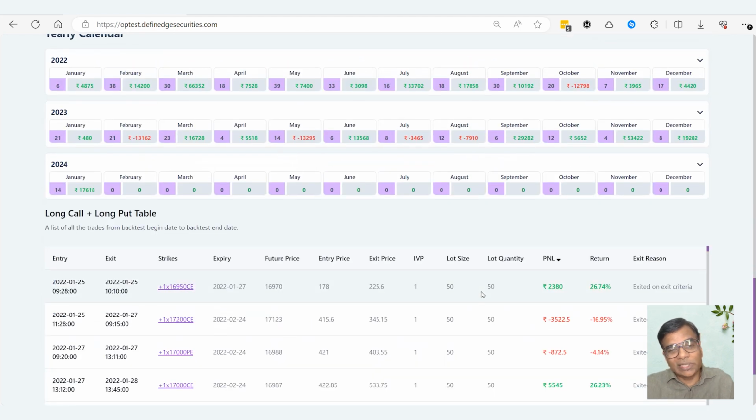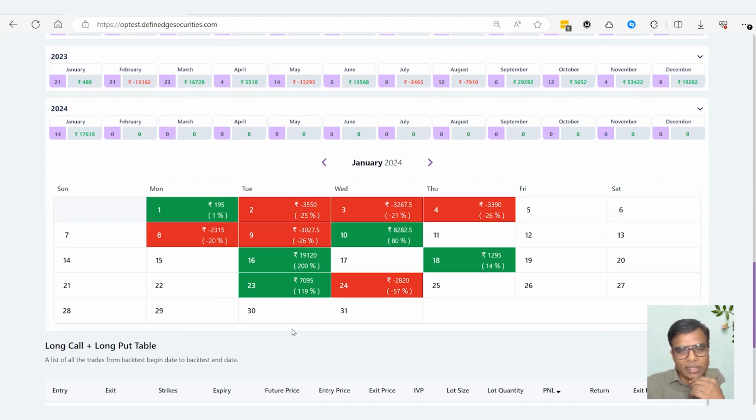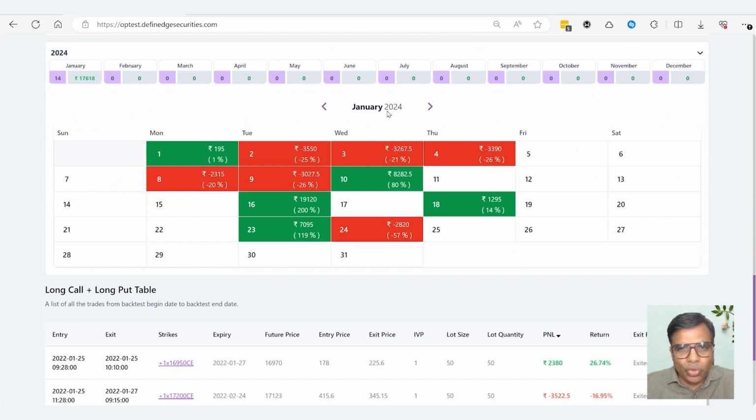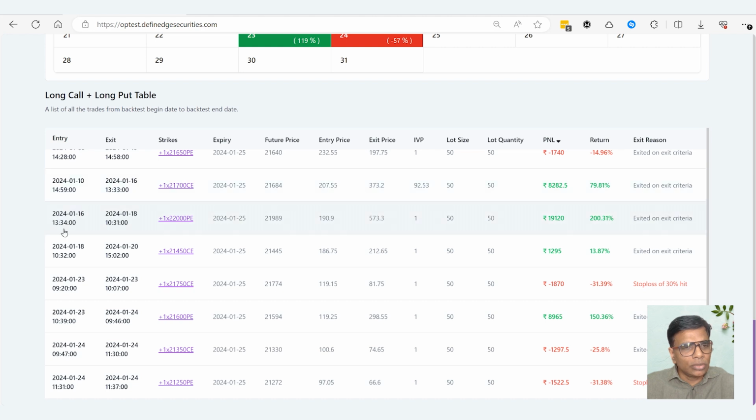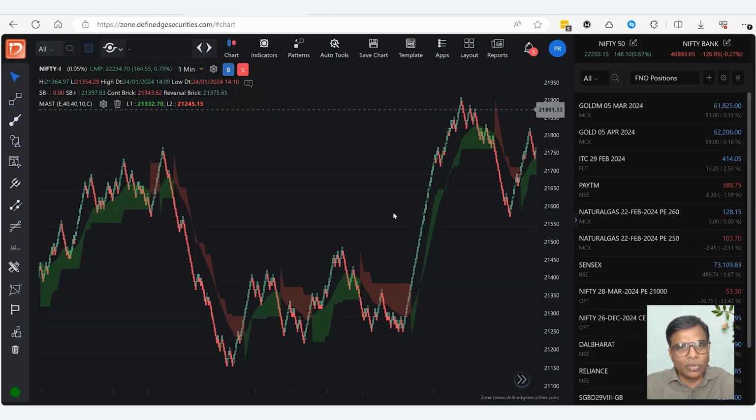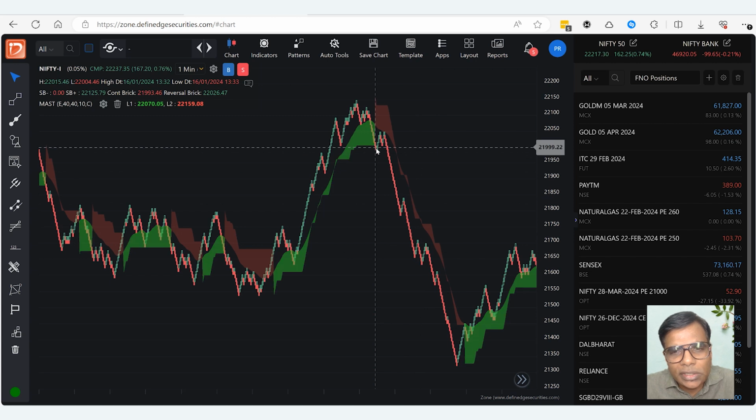Now let's check if any of these trades can be captured in this case. In January 2024, on the 23rd, we got one signal. Let's check. Okay, on January 16, we got one signal, so let's check that. January 16 at 134. Here on January 16, we got one at around 133 or 134.